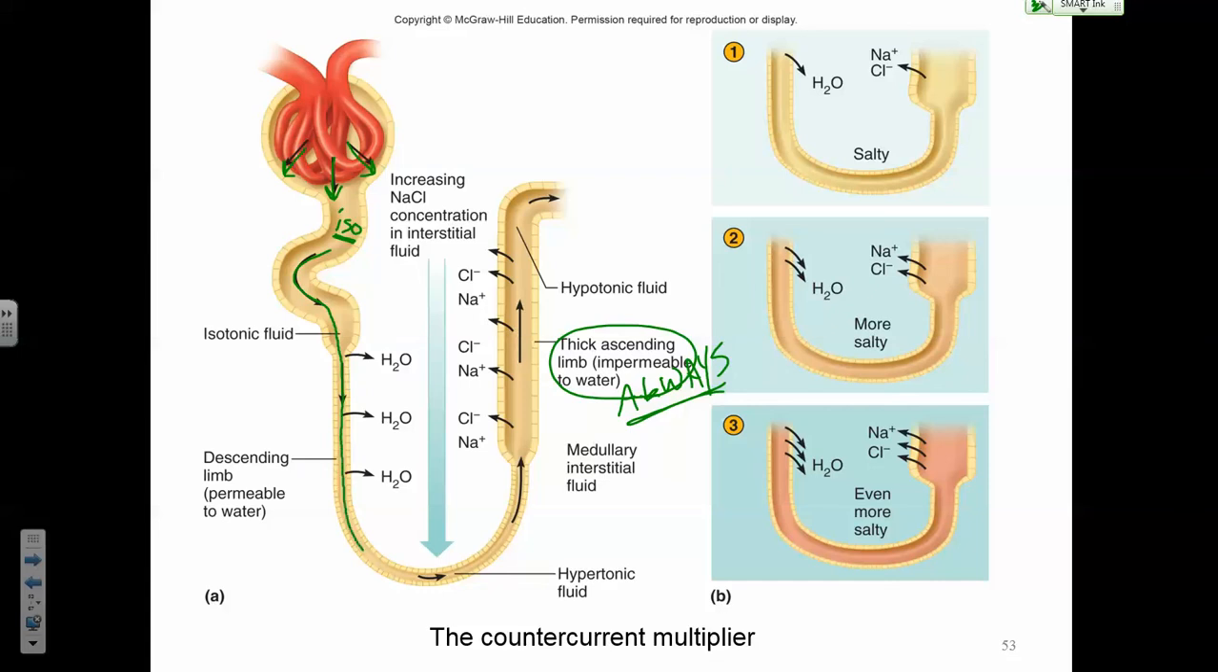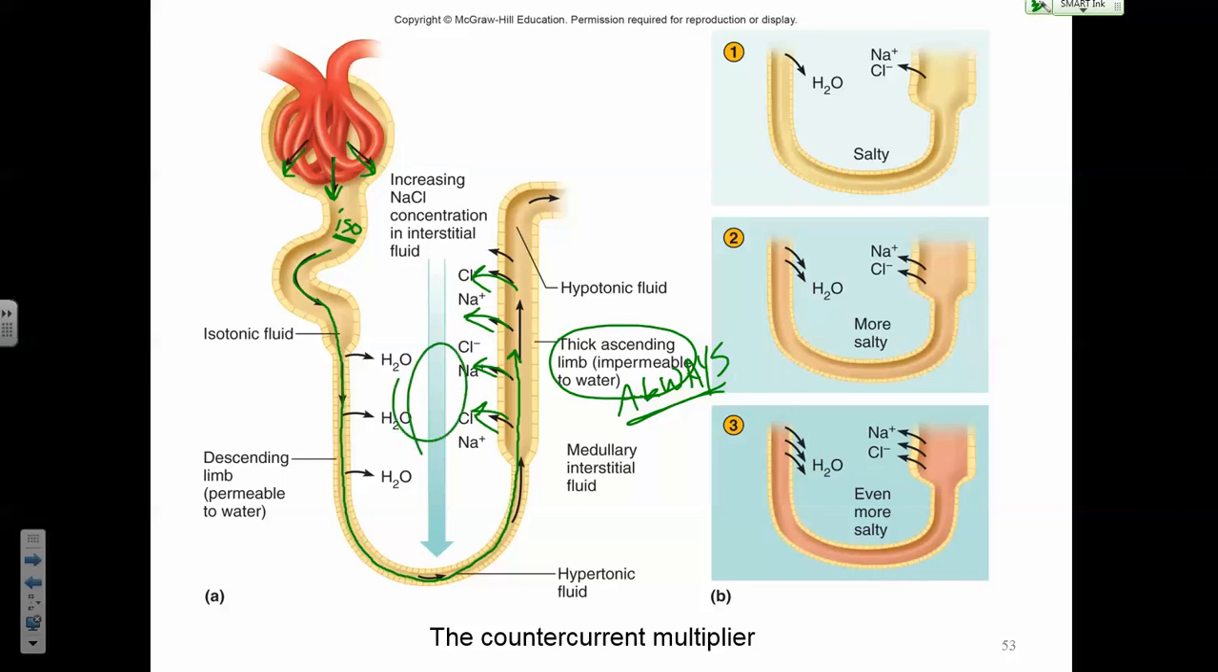So let's say it moves on down and comes up the ascending limb of the loop of Henle. At this point, salt is pumped out of it. Sodium's pumped out and chloride follows, but we just say salt moves out. It's actively transported. This salt stays in the interstitial areas. There's a mechanism that prevents it from going back in the blood. So do you see how this area gets very salty?